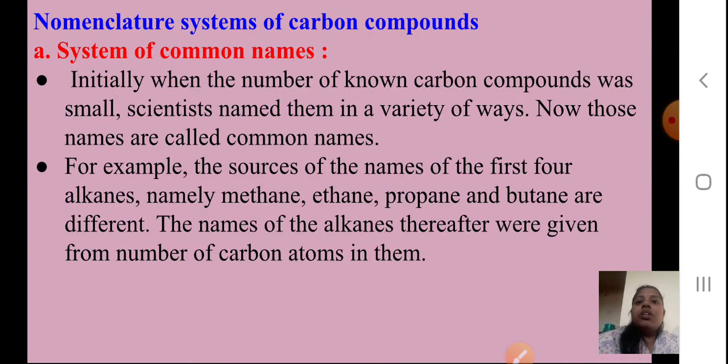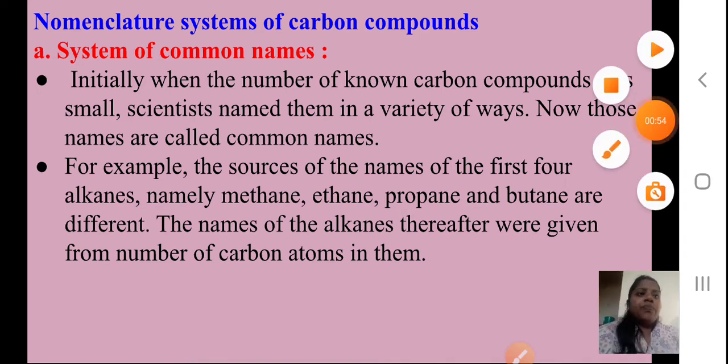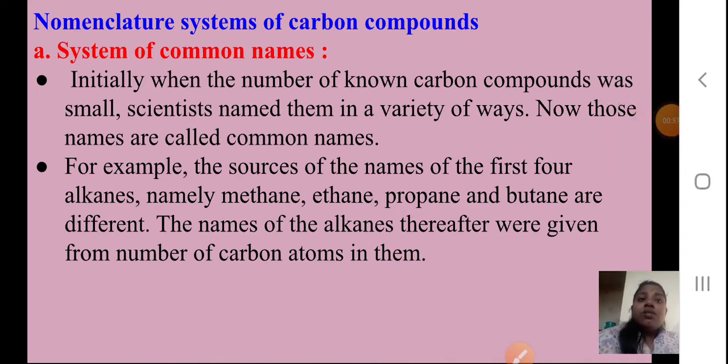Now the most important part we are going to study today is the nomenclature system of the carbon compounds. A, the system of common names. Initially, when the number of known carbon compounds was small, scientists named them in a variety of ways. Those names are called common names. For example, the sources of the names of the first four alkanes, namely methane, ethane, propane and butane, are different. The names of the alkanes thereafter were given from the number of carbon atoms in them. Means students, depending upon how many carbon atoms were present, the name was given to that particular carbon compound.